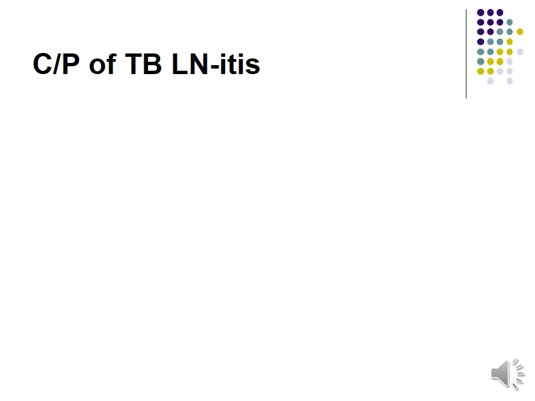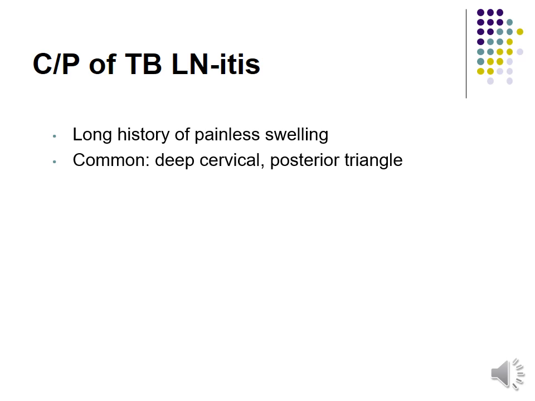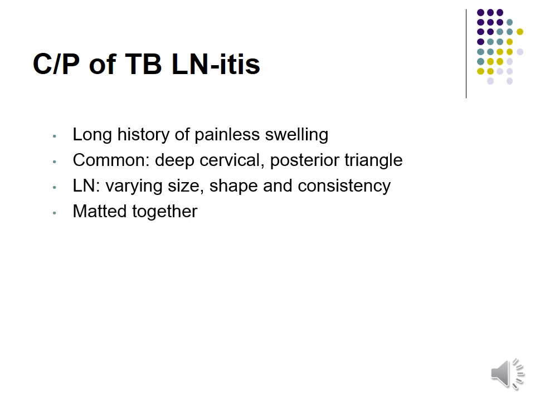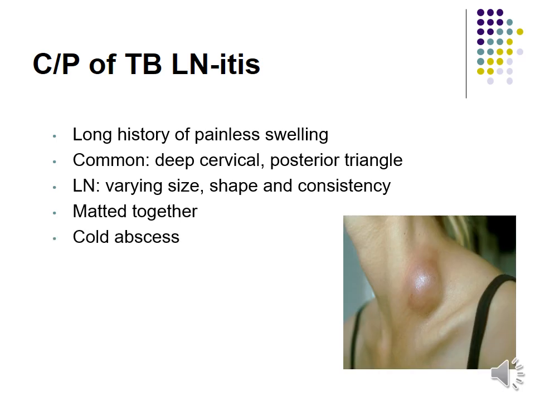Clinical pictures of tuberculous lymphadenitis. Long history of painless swelling, fluctuating in size, commonly in the deep cervical and posterior triangle area. The lymph nodes usually vary in size, shape and consistency, and are usually matted together, adherent together. Sometimes it presents as a cold abscess.